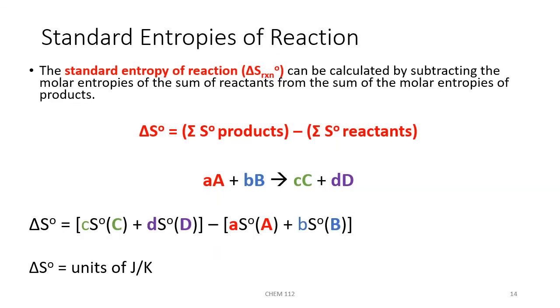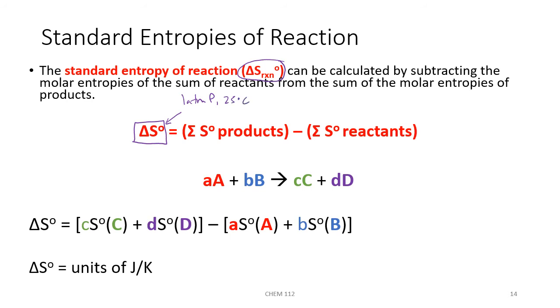The standard molar entropies you saw on the chart on the previous slide can be used to calculate the standard entropy of reaction. It can be calculated by subtracting the molar entropies of the sum of the reactants from the sum of the molar entropies of the products, multiplied by any coefficients from the balanced equation. Often, delta S subreaction with that naught symbol is just abbreviated as delta S naught. Remember, the naught just tells us that we have 1 atmosphere of pressure and 25 degrees Celsius that reaction was run at.